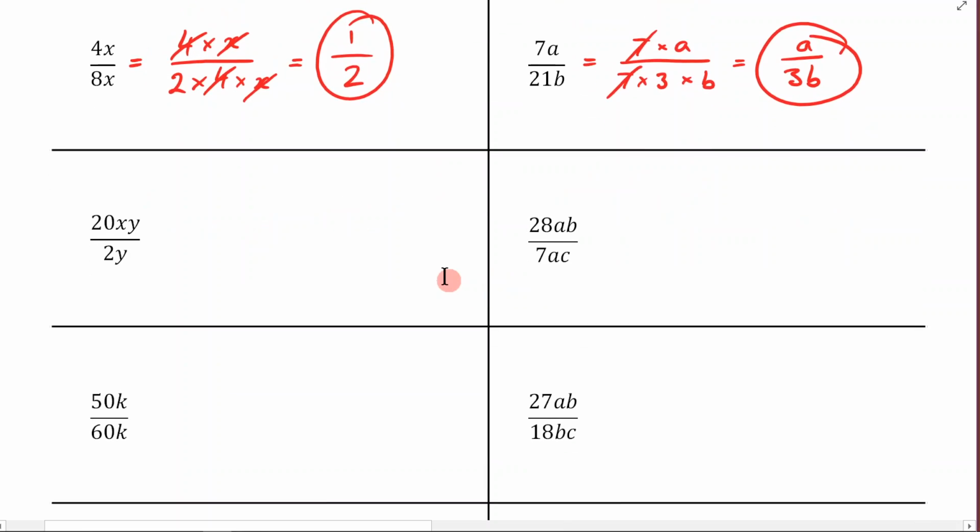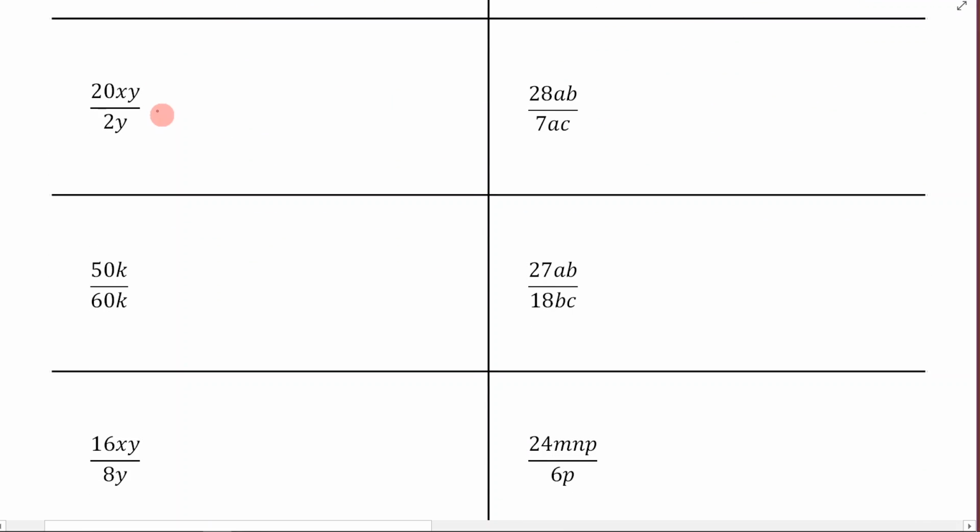All right, let's keep on moving. Only a few more examples here. Here I have 20xy over 2y. Well, 20 can be broken down into 2 times 10. Then I've got times x times y over 2y is the same thing as 2 times y.